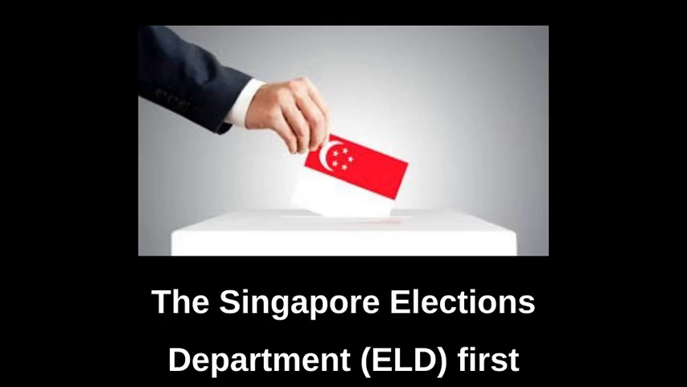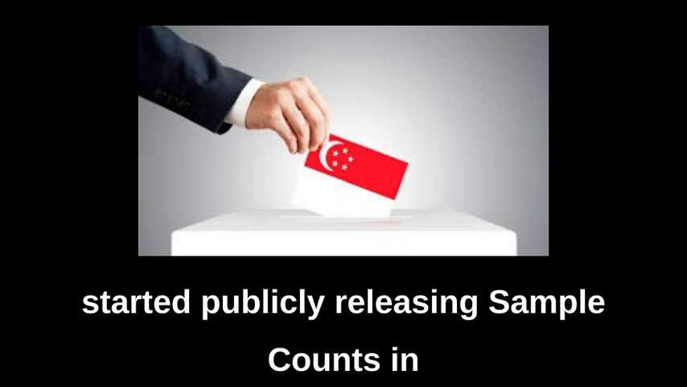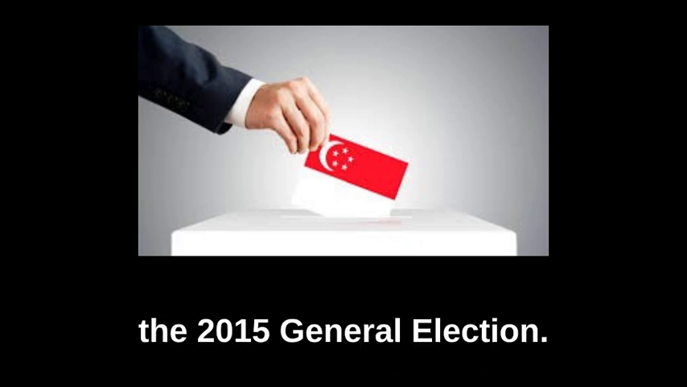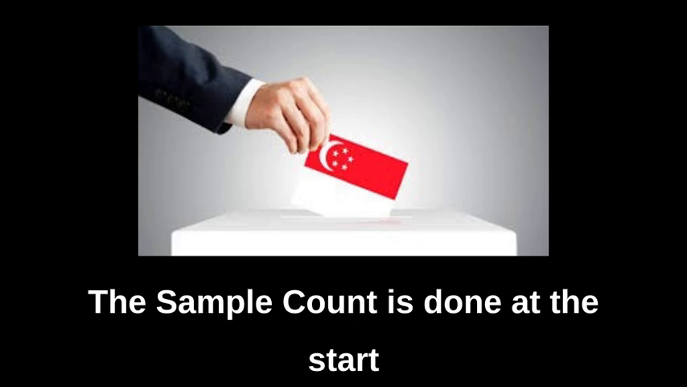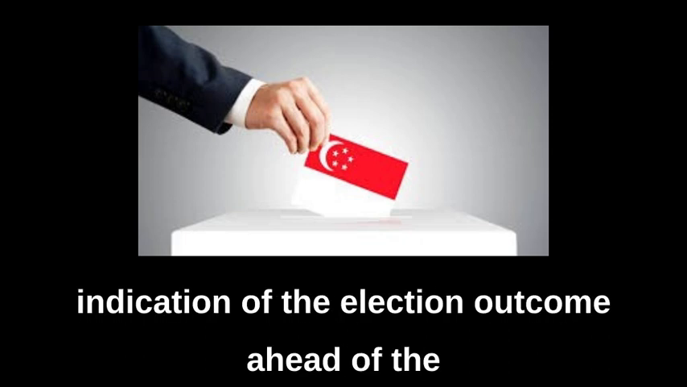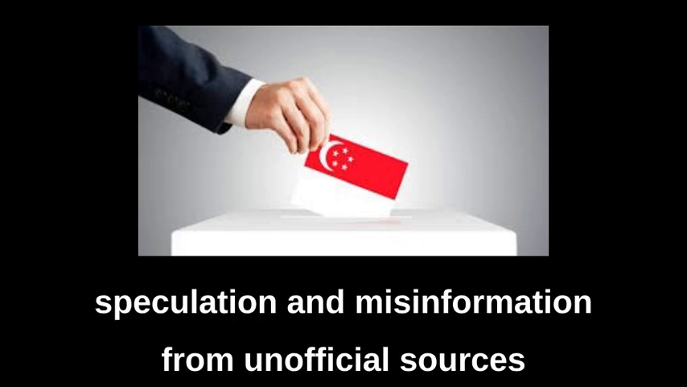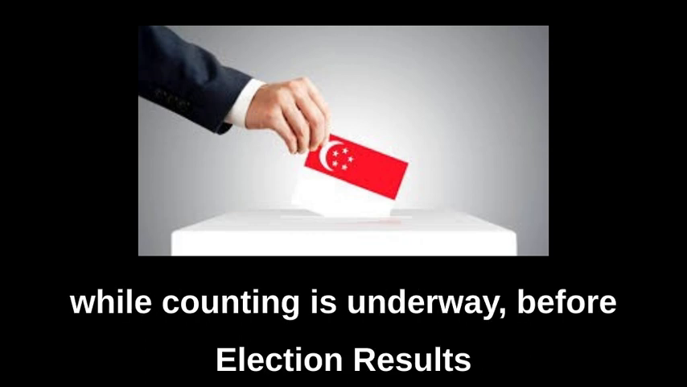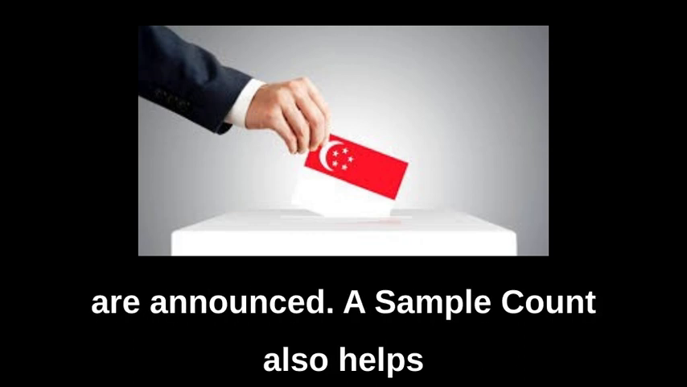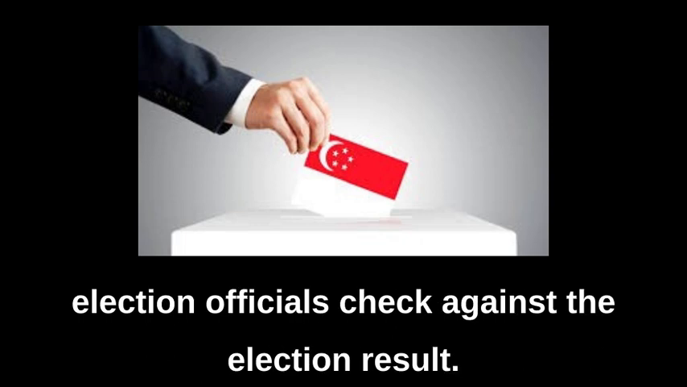The Singapore Elections Department, ELD, first started publicly releasing sample counts in the 2015 general election. The sample count is done at the start of the counting process and gives an early indication of the election outcome ahead of the final tally. ELD said sample counts are done to prevent speculation and misinformation from unofficial sources while counting is underway, before election results are announced. A sample count also helps election officials check against the election result.